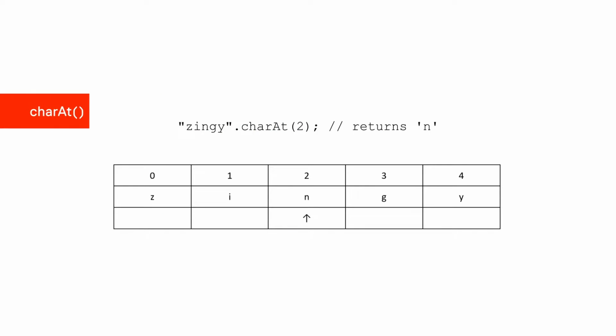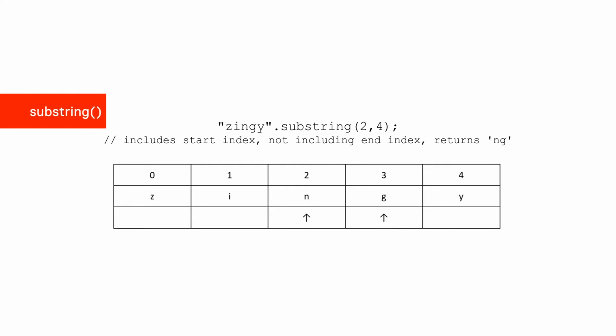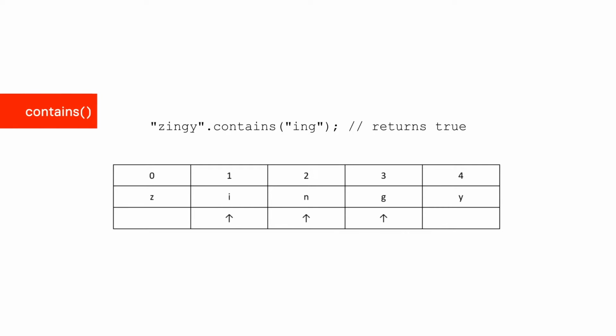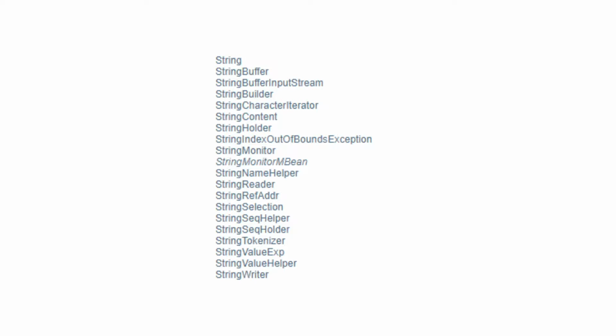Strings have many methods which make it easy to work with them. The charAt method allows you to retrieve the character at a certain index. The substring method allows you to get a string from a start index to an end index. The contains method allows you to search a string to see if it contains another string. There are other convenient methods that we will look at in more detail. You need to be aware of all these methods and how they work, as there will be questions that involve string manipulation and the combination of many of these methods.